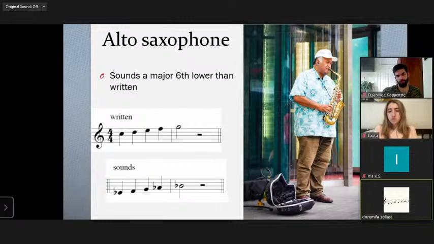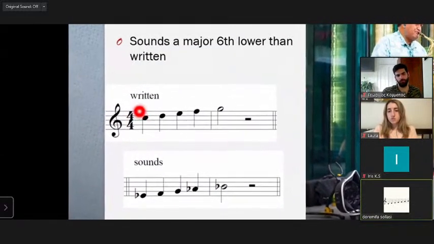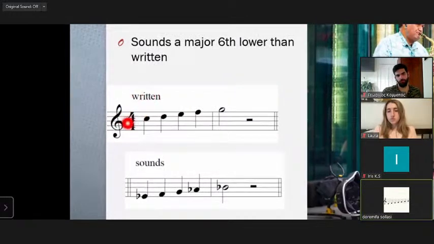If you write here, this is the written passage. So what the player sees on the score, and if he plays, it sounds a major sixth lower. So instead of being a C5, it sounds an E flat four.